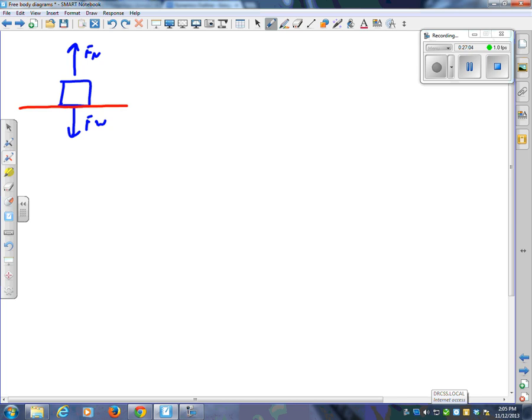A girl is suspended motionless from a bar which hangs from the ceiling by 2 ropes. Diagram the force acting on the girl. This time, of course, she wouldn't have a tabletop. She would have a weight force.